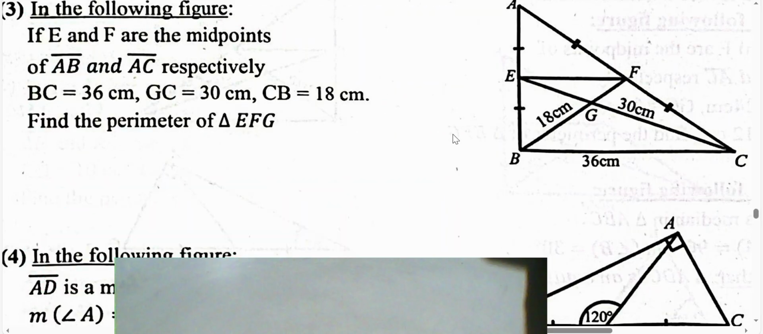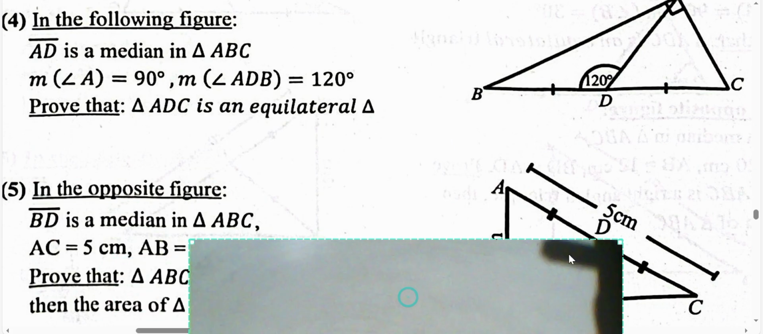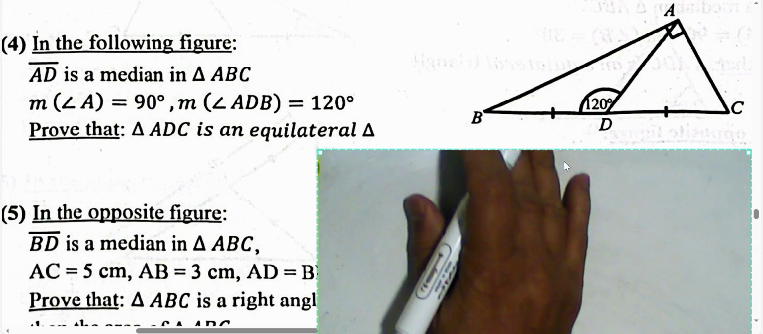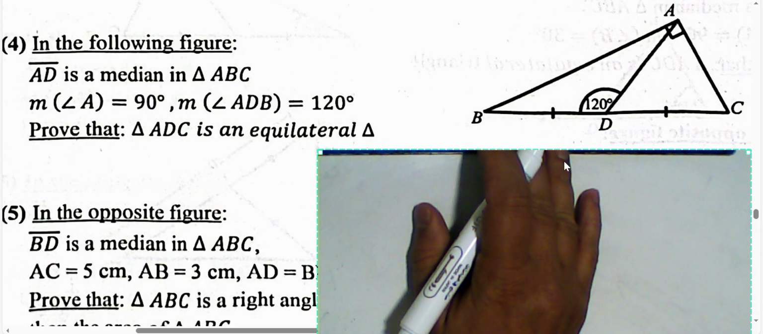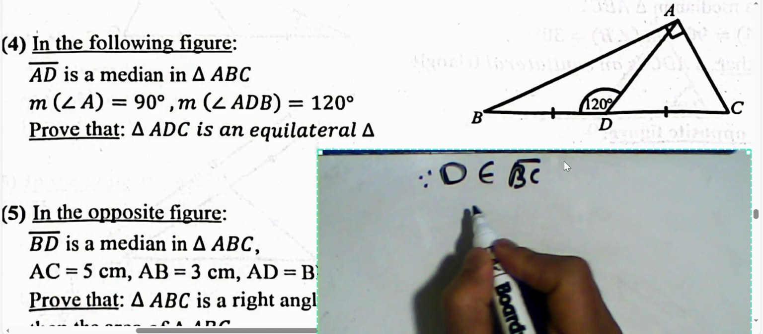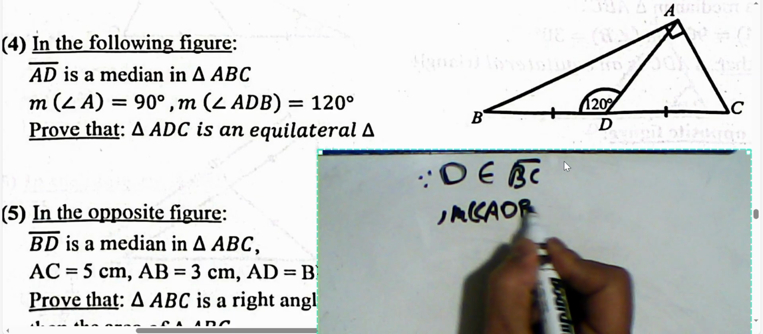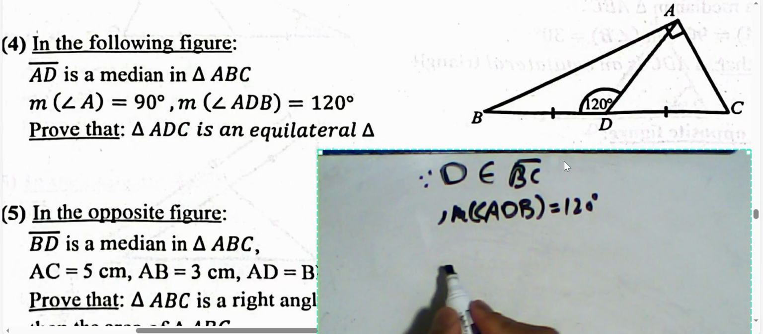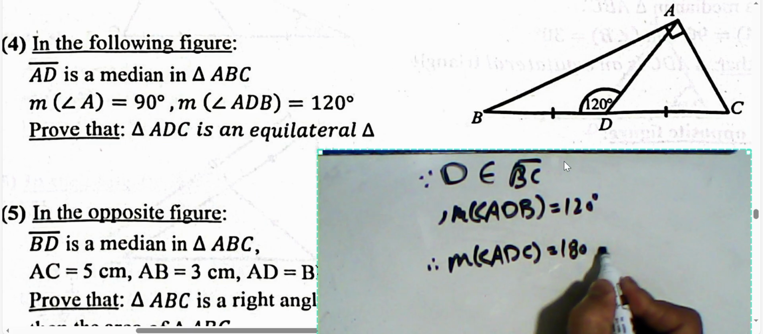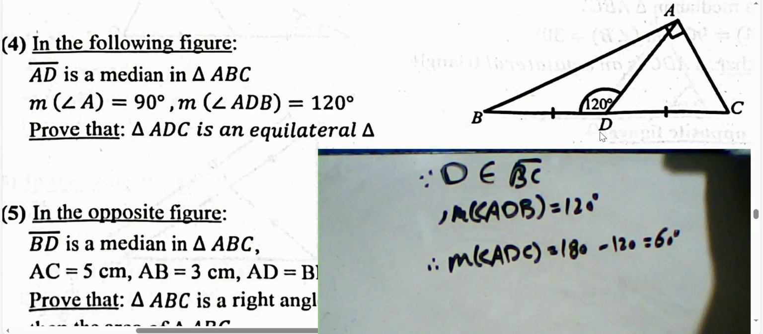Next question, we have a right angle triangle and it gives us the opposite angle here, 120 degrees. We want to prove that this triangle equals this triangle. First step, we know the measure of a straight angle equals 180, such that D belongs to line segment BC and the measure of angle ADB equals 120 degrees. Then the measure of angle ADC equals 180 minus 120 equals 60 degrees. Now we have this angle 60 degrees.